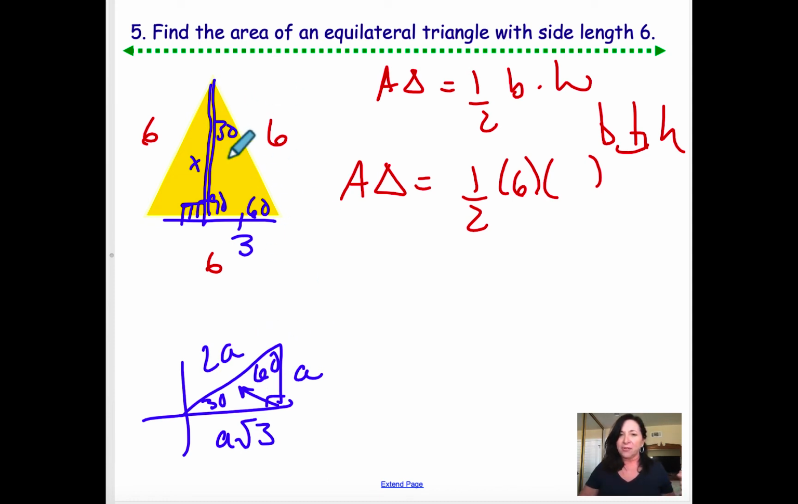So if opposite the 30 is A, that means 3 is A. Then opposite the 60 is A root 3, so that would be equal to 3 root 3. So I know my height is 3 root 3.